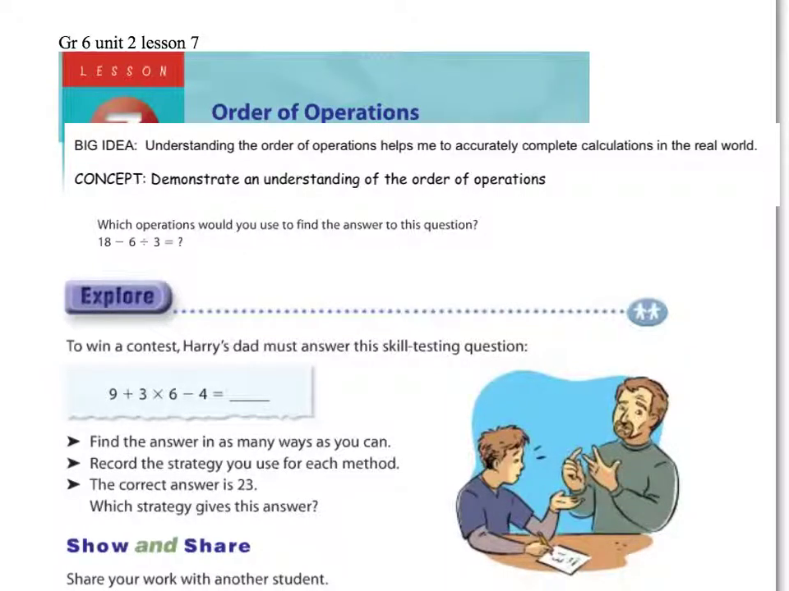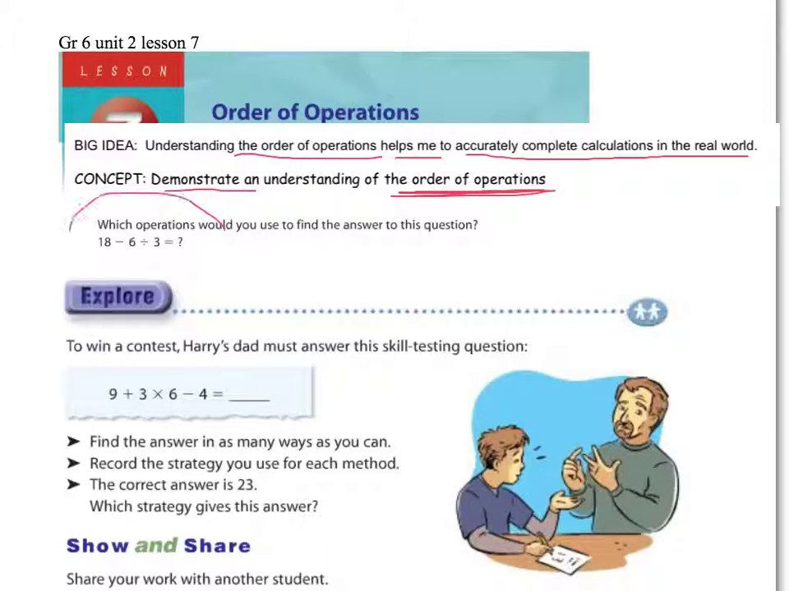Right, we're on to a bit of a different big idea. Again, we are today looking at understanding the order of operations and knowing that that helps us to accurately complete calculations in the real world. Our concept today is to demonstrate an understanding of the order of operations, and we will talk about that.